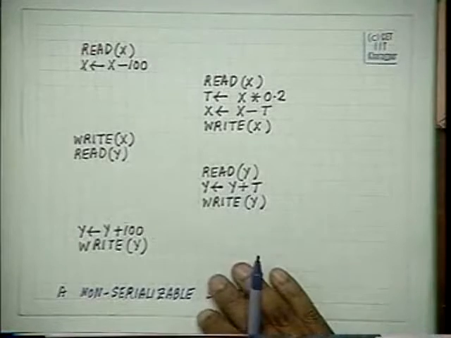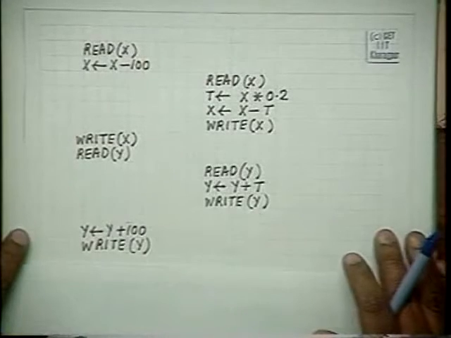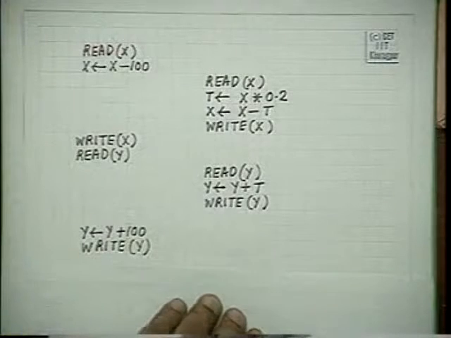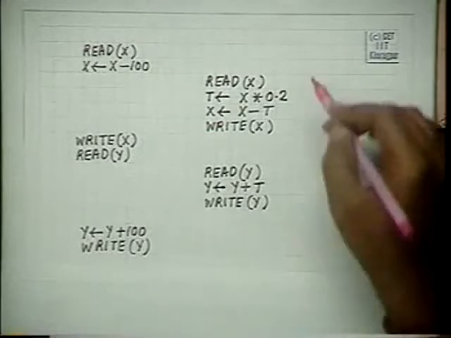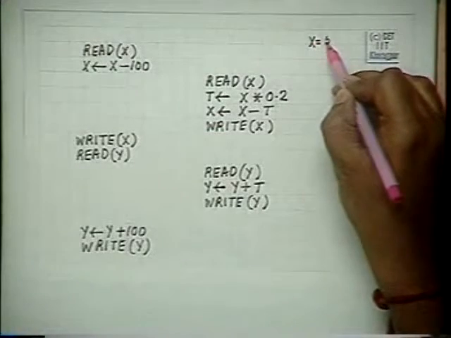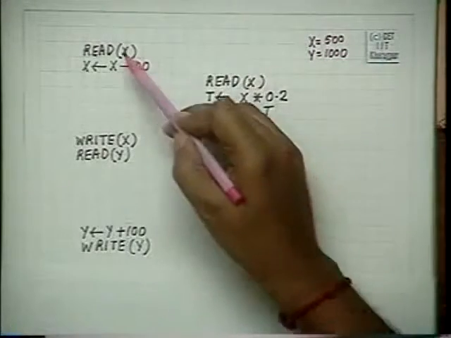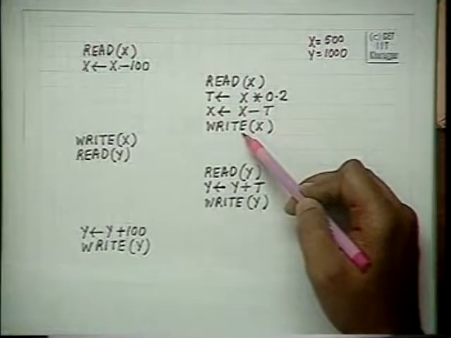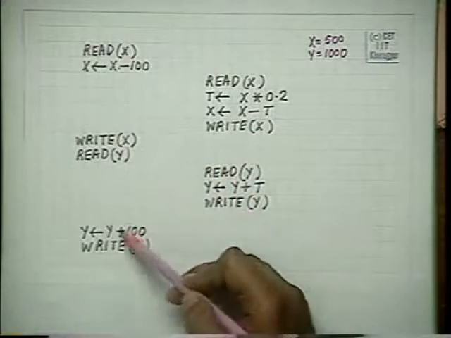Let us see another example. What does this example do? X is equal to 500, y is equal to 1000 initially. So this is time step 1, this is the first slot, then T2 does this in the next slot, then T1 does this in the next slot, then T2 does this in the next slot, then T1 does this in the next slot.